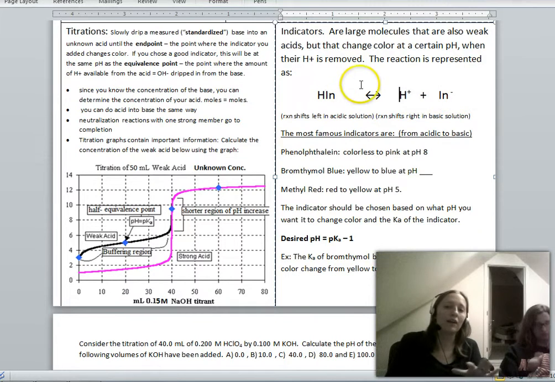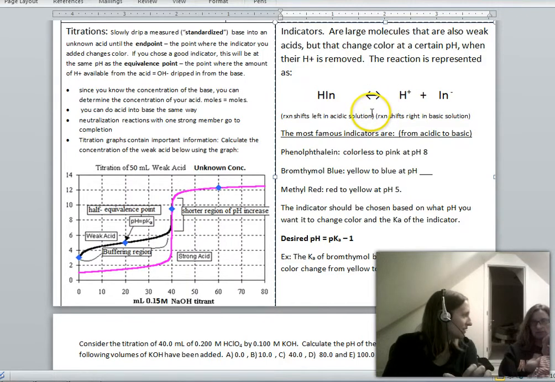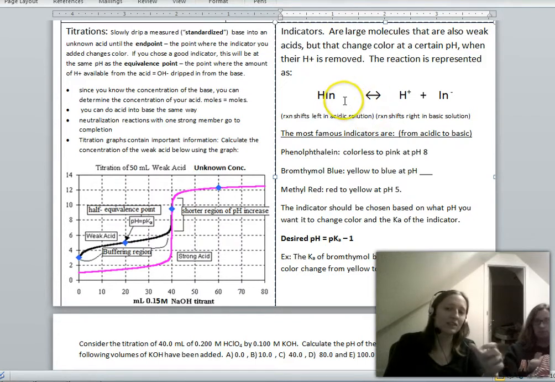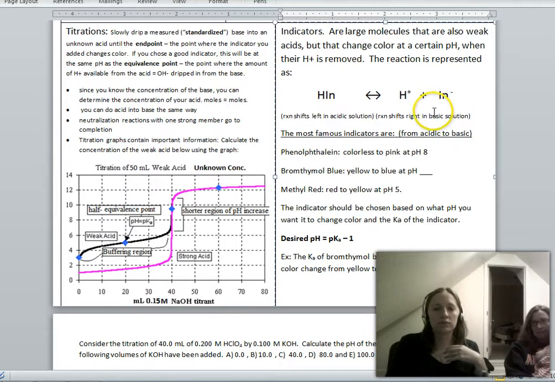And so you kind of have different levels of these, and right in the middle is where you would end up with, if you've got like yellow to blue, right when it's balanced, it's sort of green because you have some yellow molecules and some blue molecules. Okay. So there you are.